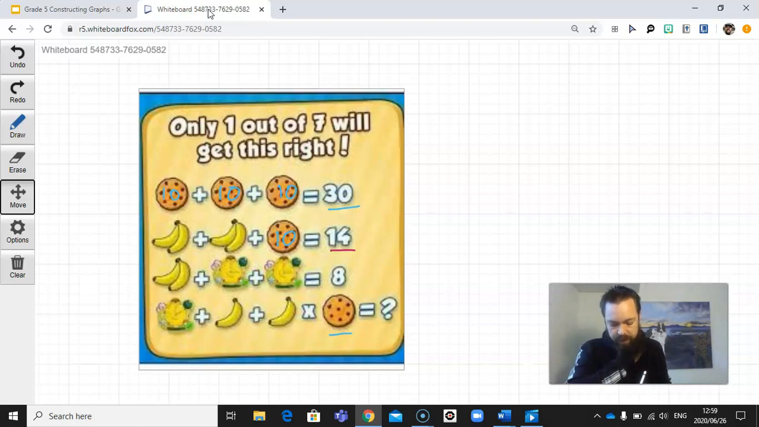So we've got to get to 14. We've already got 10 in the form of the cookie. So now we need to see what these two together are. The 2 bananas are coming to 4 to make up 14. We split that and we get 2. So those 2 bananas are 2 and those 2 bananas are 2, which means that we can put that one in there. And if 2 bananas is worth 2, we can assume that 1 banana is worth 1.